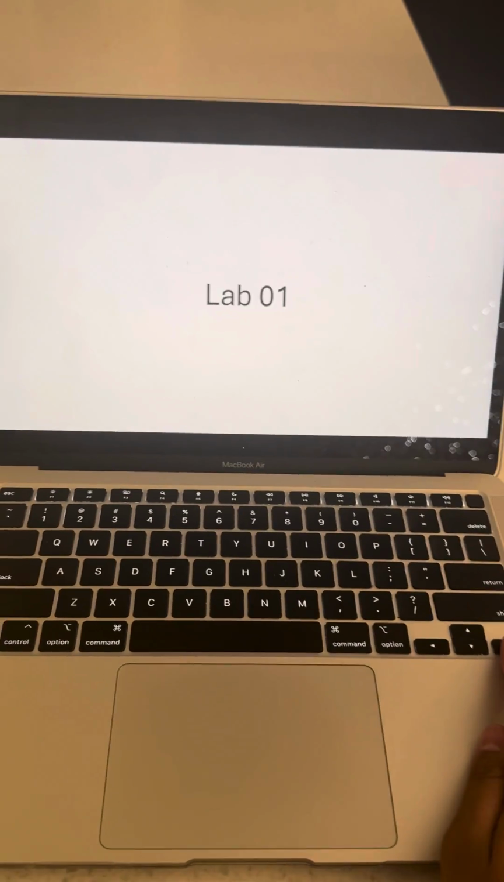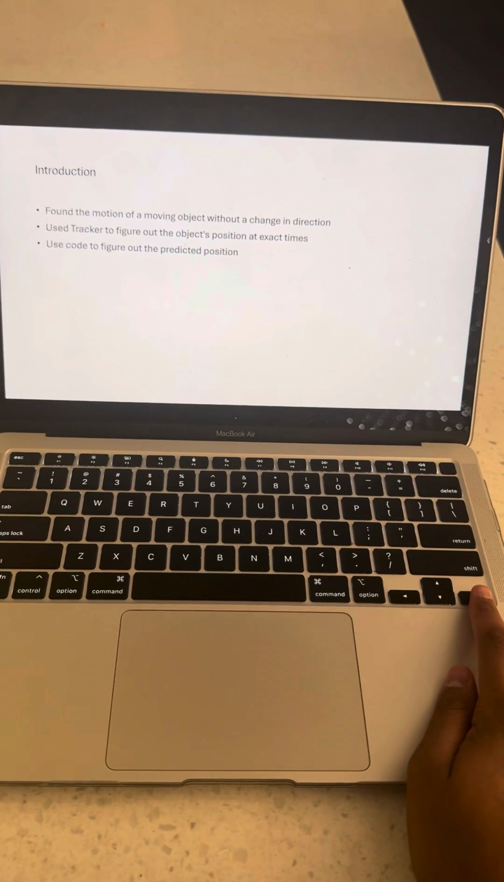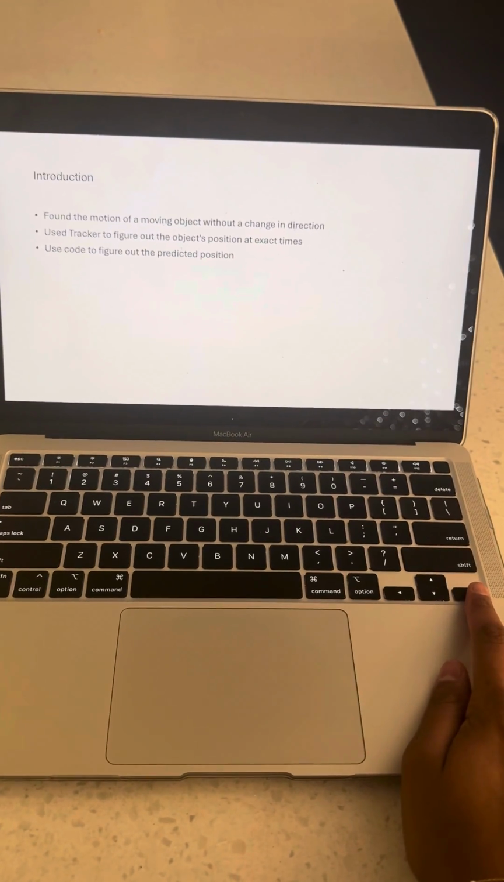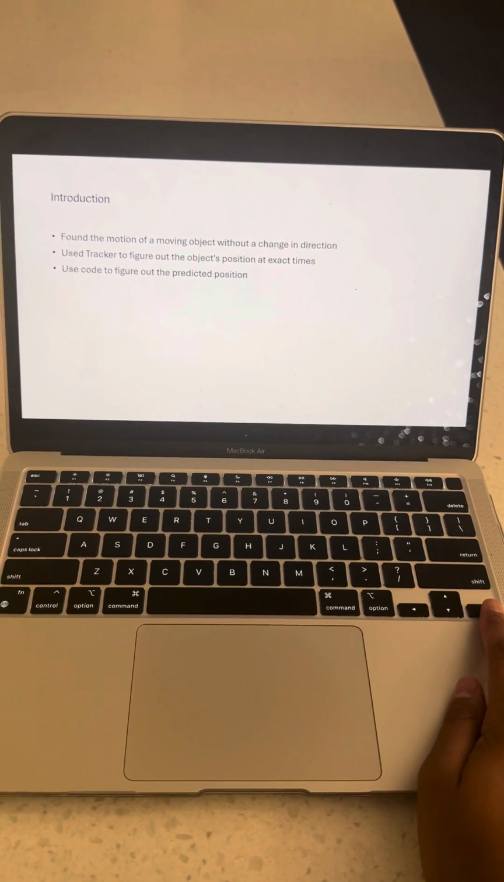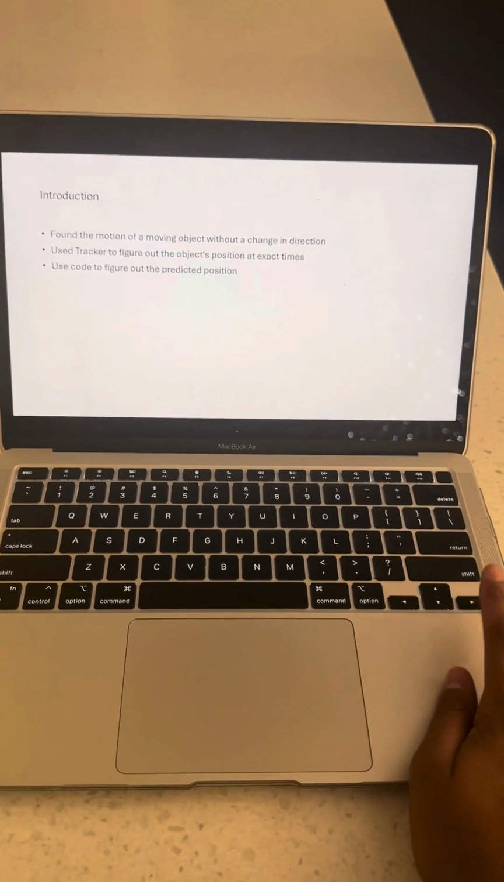This is my presentation for Lab 1. So the introduction of the lab is, it finds the motion of a moving object without a change in direction. It used Tracker to figure out the object's position at an exact time, and it used code to figure out the predicted position. The coding language uses Python using GlowScript.